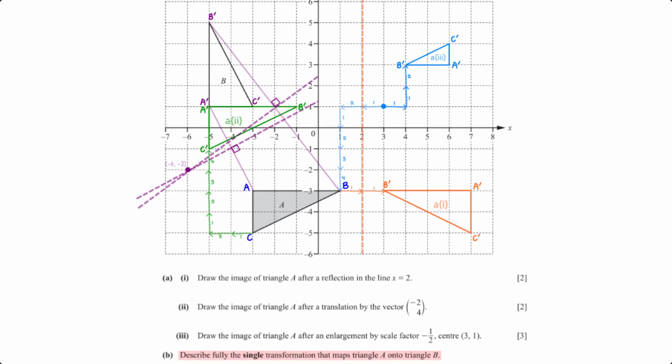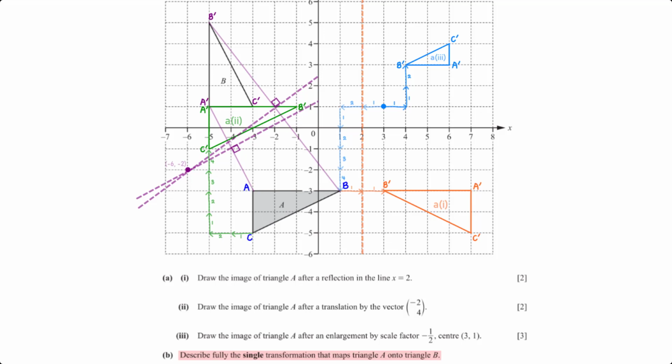Describe fully the single transformation that maps triangle A onto triangle B. When we look at triangles A and B, we can tell straight away that this is a rotation 90 degrees in the anti-clockwise direction. So now we need to identify the center of rotation.